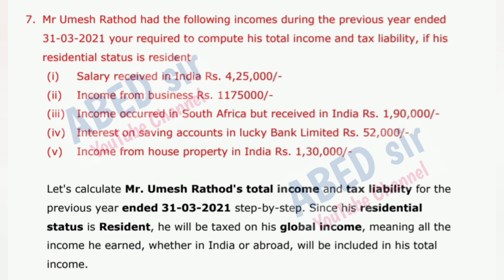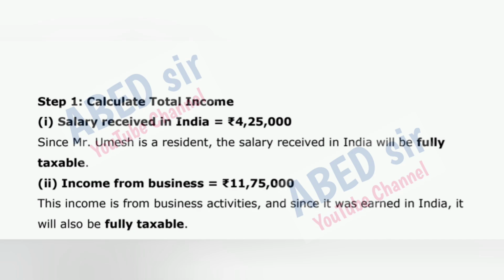Let's calculate Mr. Umesh Rathod's total income and tax liability for the previous year ended 31st March 2021 step by step. Since his residential status is resident, he will be taxed on his global income, meaning all the income he earned, whether in India or abroad, will be included in his total income. Step 1. Calculate total income. 1. Salary received in India is equal to 4,25,000 rupees. Since Mr. Umesh is a resident, the salary received in India will be fully taxable.